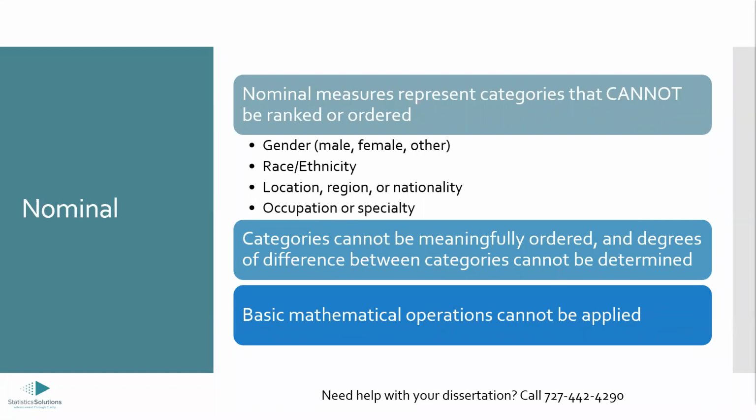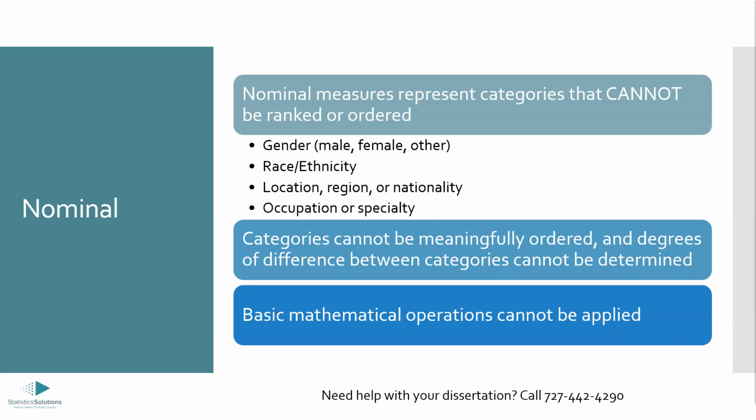So finally, let's discuss nominal levels of measurement. Nominal measures represent categories that we cannot put in a certain ranking or order. So these would be things like gender. Gender is a very simple example. We may have male, female, or other categories of gender, but we can't put those in any kind of meaningful order from lowest to highest. So we can't say that females are higher than males or vice versa.